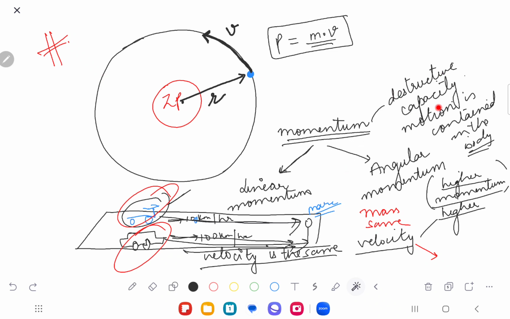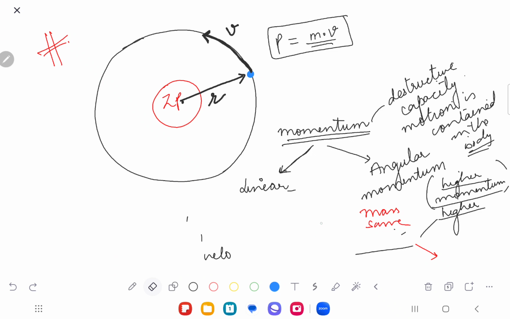So basically, momentum is the amount of motion contained in the body, or its destructive capacity. Understood or not? Yes, but you have to apply a force to steer the bicycle in a circular path. Exactly. That is why, if you let go of the steering rod, it will go in a straight line. Correct. Now you understand.